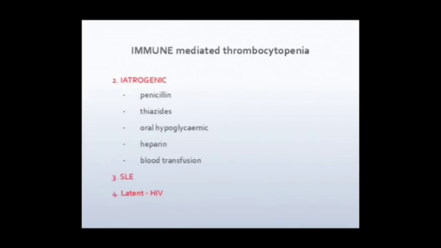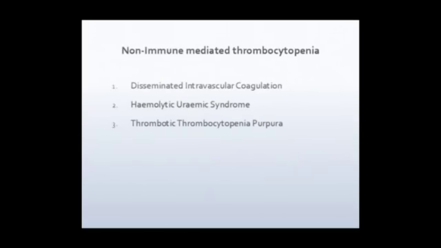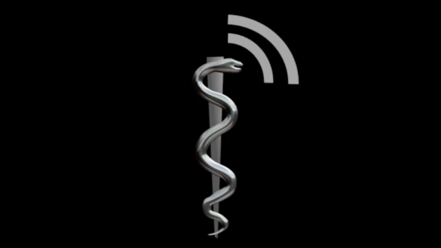There are two other very important causes of an isolated thrombocytopenia. These are SLE, which may actually present in this way, and latent HIV. So these, of course, should both probably be excluded before considering a diagnosis of ITP, even though this is most common. Non-immune mediated thrombocytopenia is less common and can be caused either by DIC, disseminated intravascular coagulation, or one of the microangiopathic hemolytic anemias such as hemolytic uremic syndrome or thrombotic thrombocytopenic purpura.